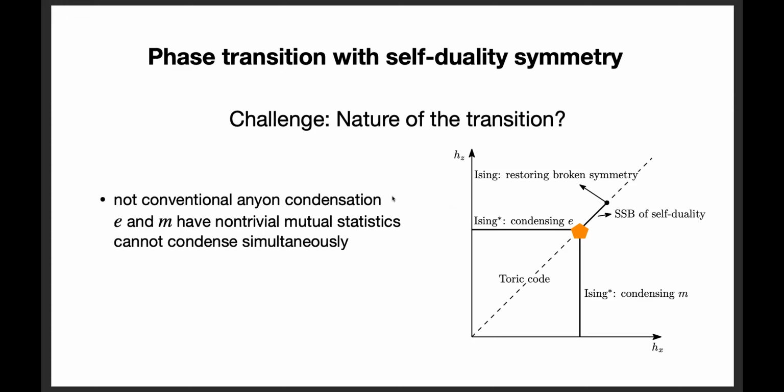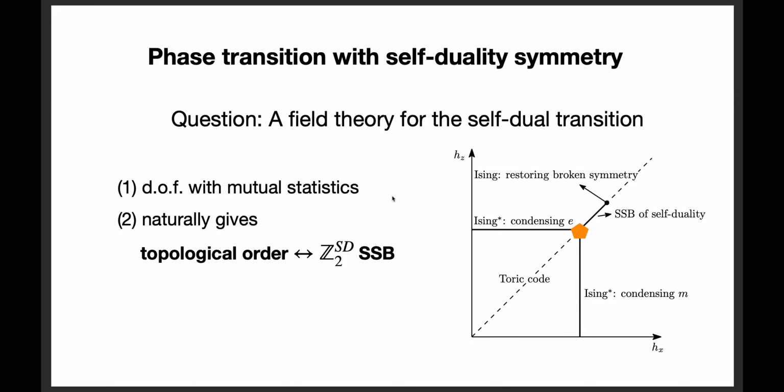Because naively, all the topological transitions can be considered as a kind of anyon condensation. But here, we don't have that picture anymore because the E and M particles have mutual statistics, so they can never condense together. And because this is a first-order transition, they indeed do not condense together. So how can we understand this phase transition theoretically?